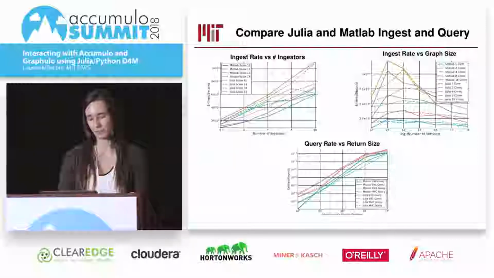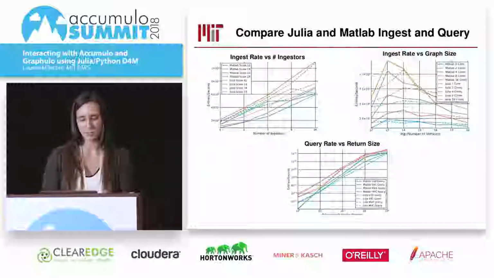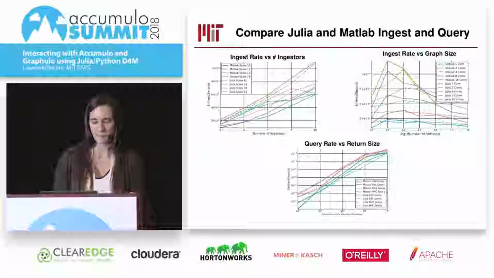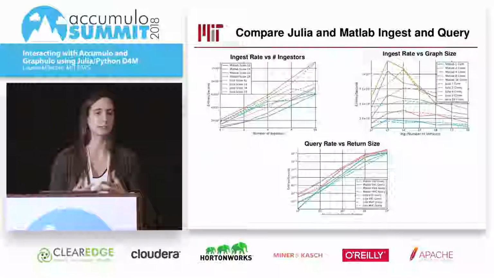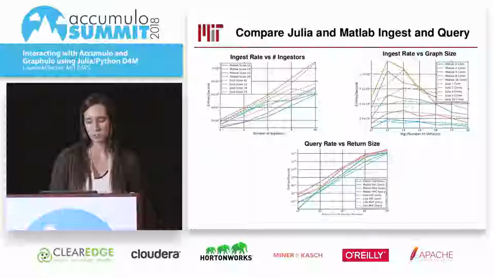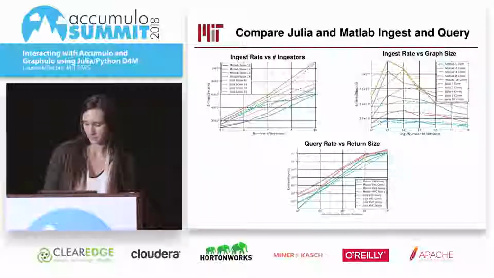It's a common question. This is comparing the query rates. On the x-axis here, we're looking at the expected return sizes, so the approximate degree of the vertices we're querying. This is in terms of graphs. You'll see the dotted lines and the solid lines are fairly close together, so you get similar scaling across MATLAB and Julia.